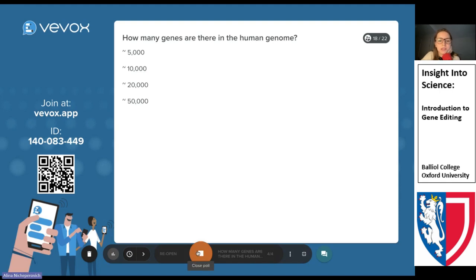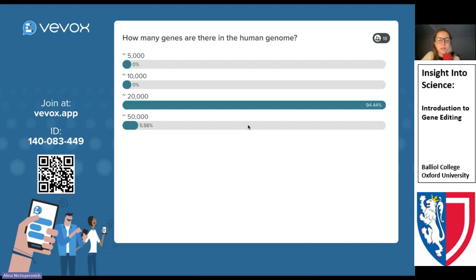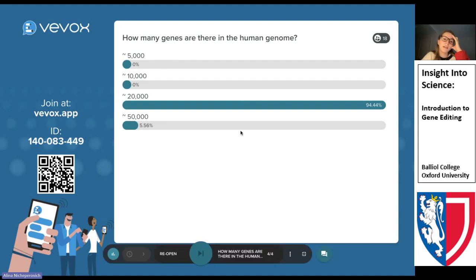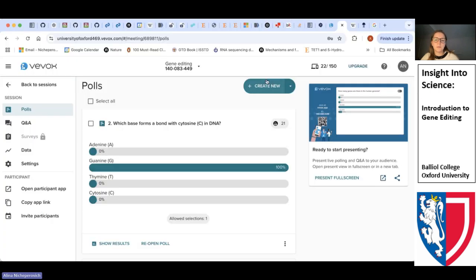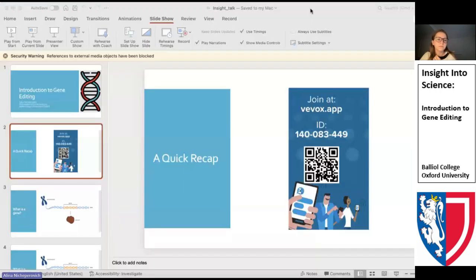So let's see what we can see from the results. Yeah, most people voted for 20,000, which is the correct estimation. But something that needs to be said here is that this number estimates specifically the number of protein coding genes, while we also have genes that encode other molecules, which I can talk about in more detail in a few minutes. But yeah, so that was just a very quick recap for everyone to make sure that we're all on the same page, that the basics of genetics.